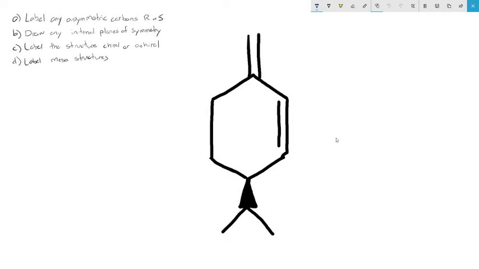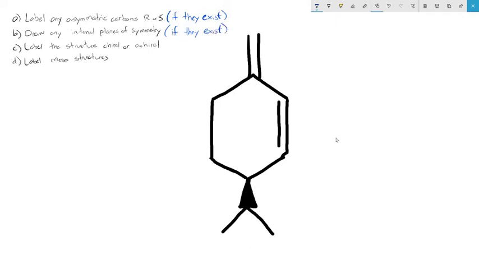And really the first two sub-objectives should have a little caveat to them. That is to say, label any asymmetric carbons. Of course, if they don't exist, or if there are no asymmetric carbons, then we can't label anything, right? Also, same thing with the plane of symmetry. If there is no plane of symmetry, we cannot draw it.